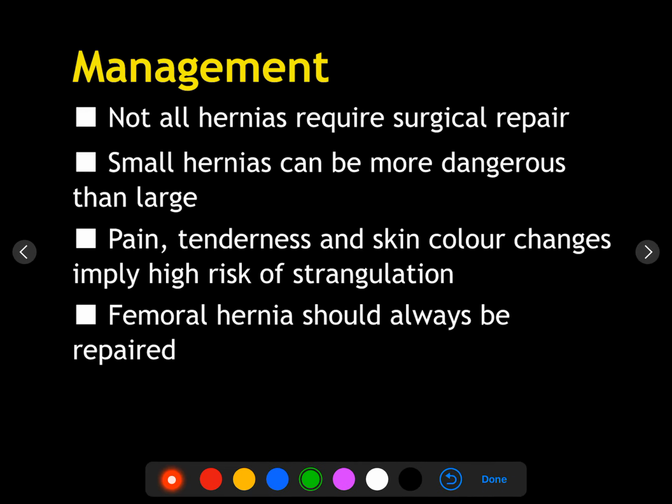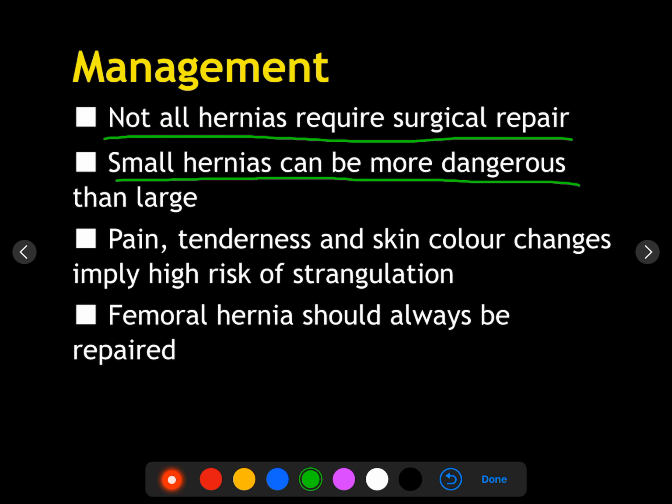Management for all hernias. These are principles, okay? Not all hernias require surgical repair. Second, a small hernia can be more dangerous than a large hernia.